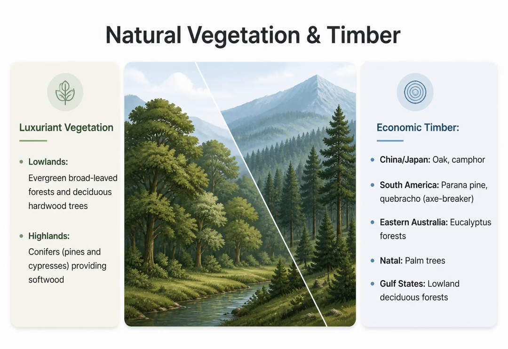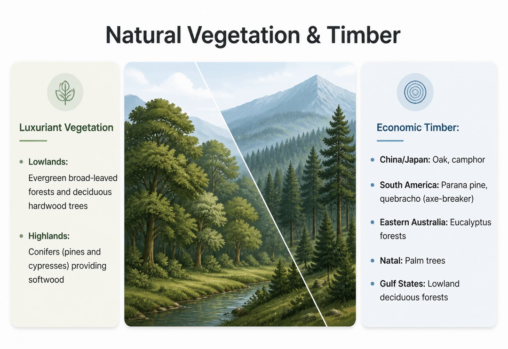Because the perennial plant growth here is not halted by a severe dry or cold season, this climate supports incredibly luxuriant vegetation. In the lowlands, you will find a mix of evergreen broadleafed forests and deciduous hardwoods. As you move up into the highlands, these give way to valuable softwood conifers like pines and cypresses. The timber from these regions is highly valuable.